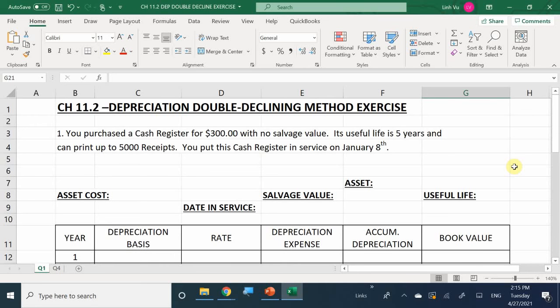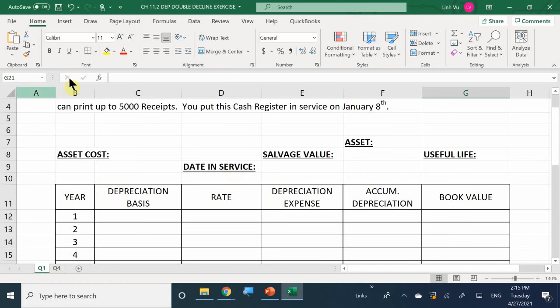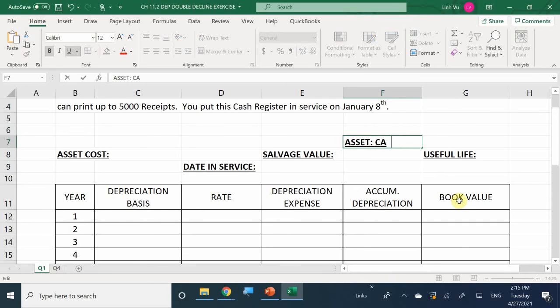Okay? And of course, you place this cash register in service as of January 8th, all right? Now, assuming that you are depreciating at the end of the year, December 31st, let's go ahead and fill in our information here. What is our asset? What did we buy? Cash register. We bought a cash register.